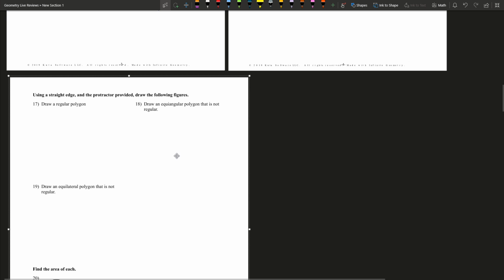Alright, the difference between a regular polygon, an equiangular polygon, and an equilateral polygon. Each of these has its own unique definition. I'll start with equilateral. I don't know if there's two L's in that, but we're going to pretend like there is. An equilateral polygon is a polygon in which all of its sides are congruent.